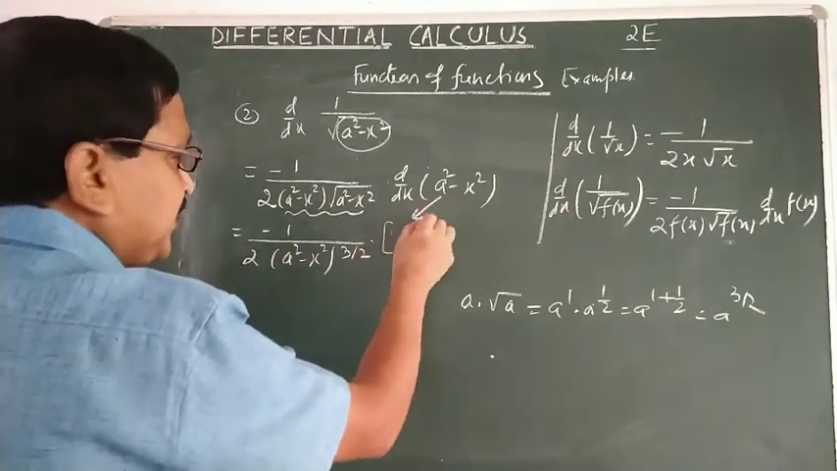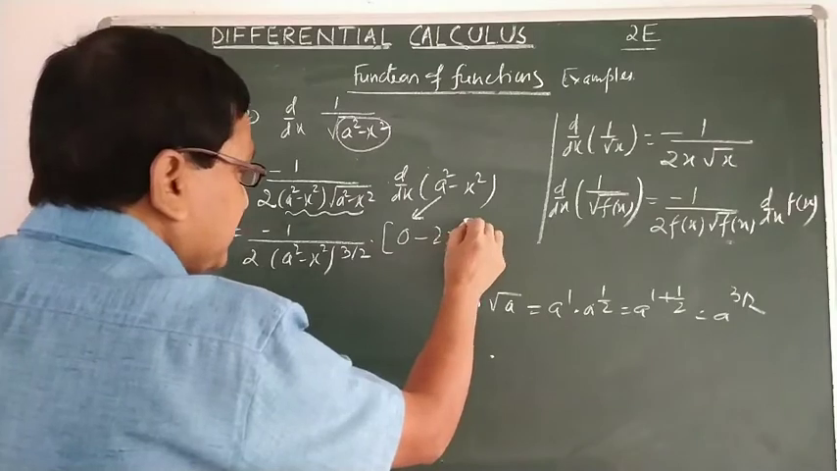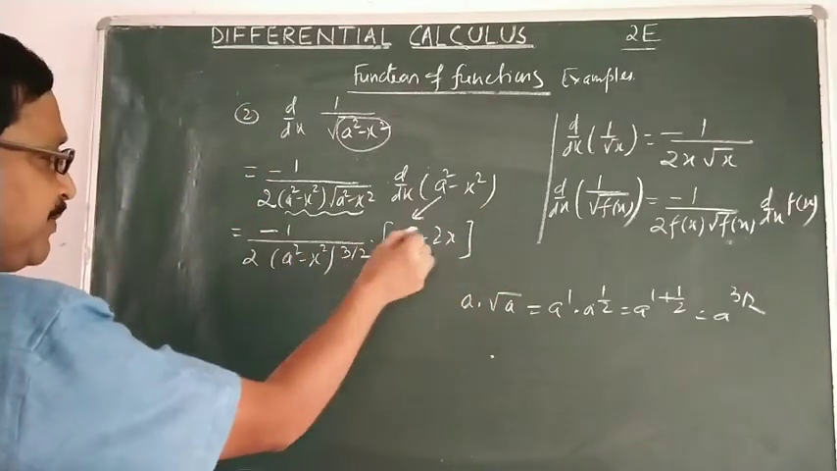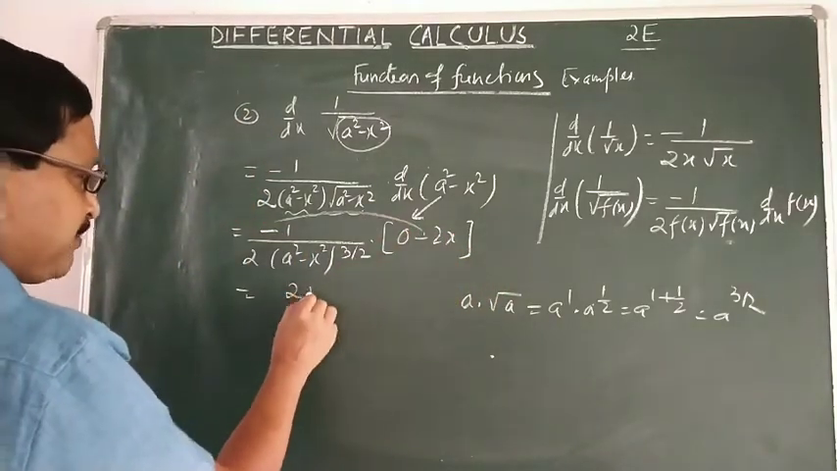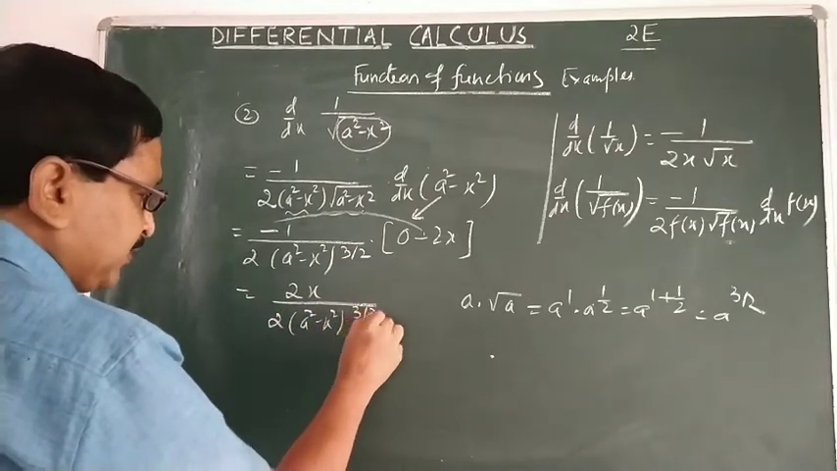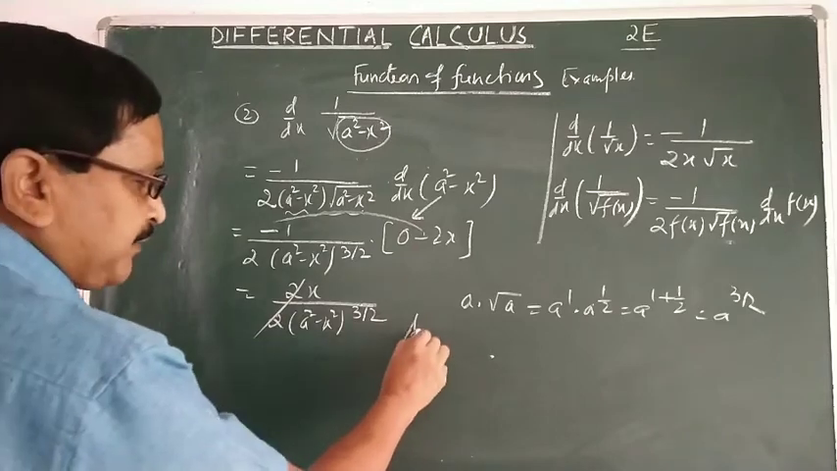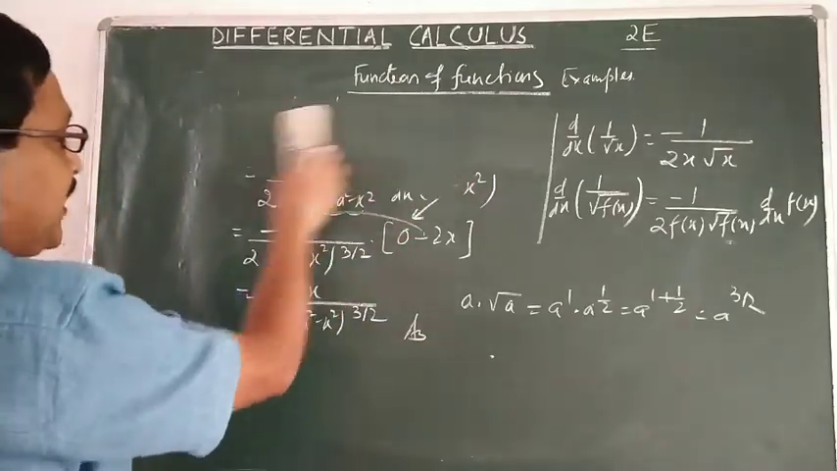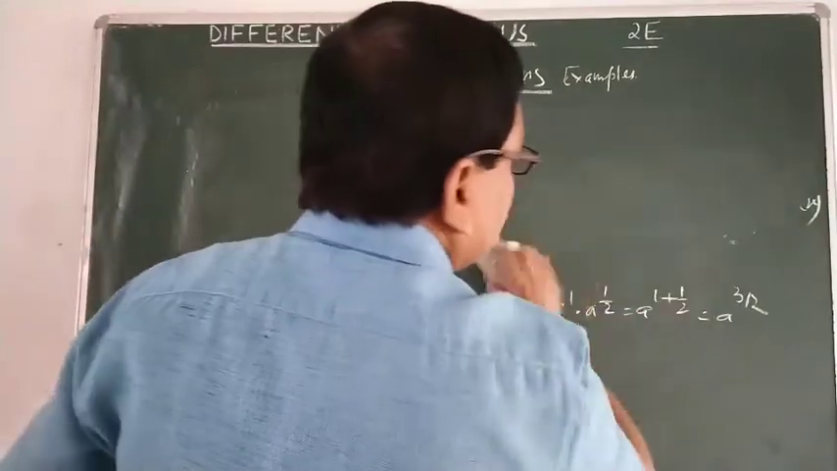Now the constant is 0 and this is minus 2x. So minus minus becomes plus. So this is 2x by 2 into a square minus x square to the power 3 by 2. This 2 cancels and we are left with the answer. Now coming to some other problems.